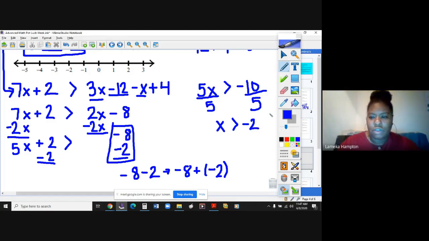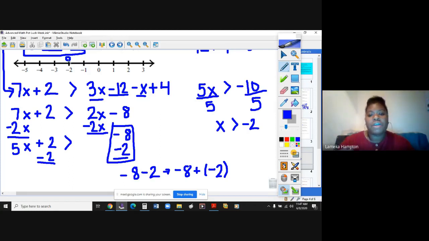Okay. Now I'm going to, well, no, I got enough room. So now I'm going to create an open circle above my negative 2. This lets me know that negative 2 is not a part of the solution.